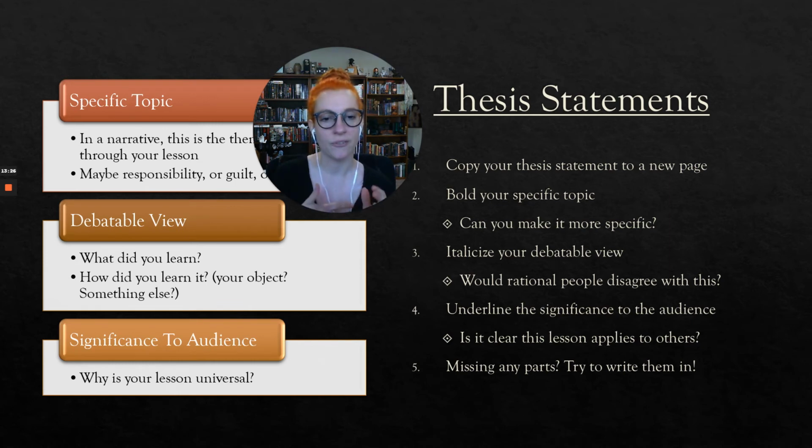Try things out, like if you notice that your topic and your view are running together and you can't separate them, try making a more specific topic, or make sure that your viewpoint is actually debatable. Try asking yourself if a rational person would disagree with this. And then the lesson, make sure that's clear too. Why is it significant for the audience?